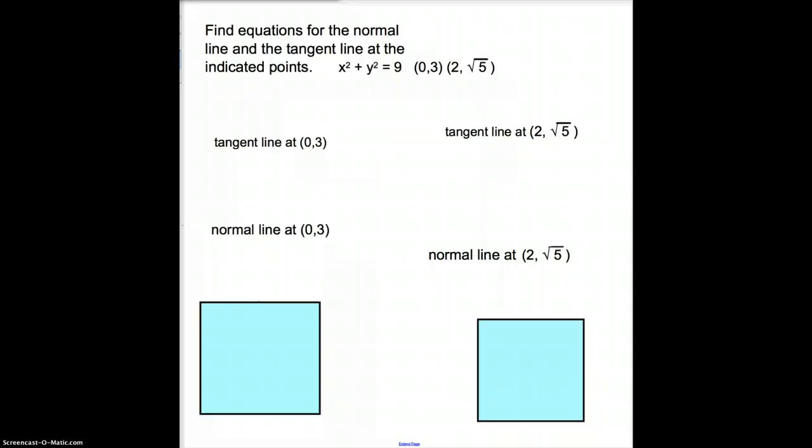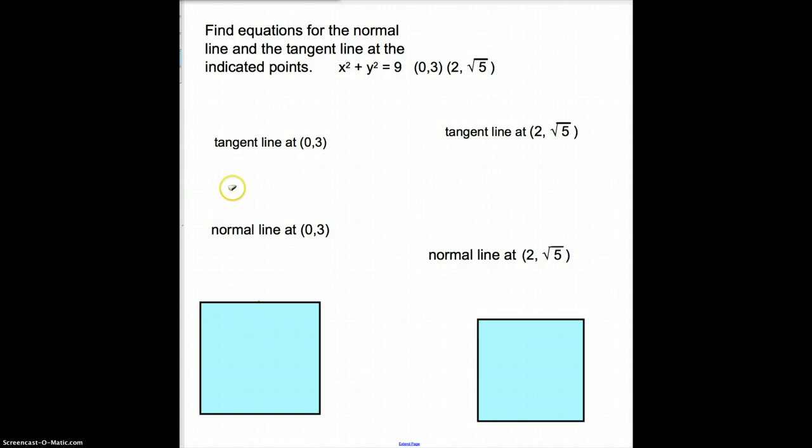Another example that'll be on your homework. Find equations for the normal line and the tangent line at the indicated points. X squared plus y squared equals 9. That's the graph. And we're trying to show that at (0, 3) we can find the normal line and the tangent line at that point, and then also at the point (2, square root of 5).